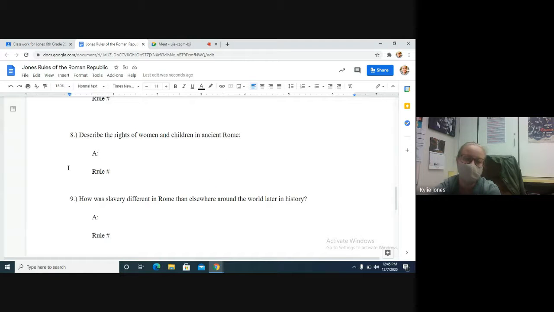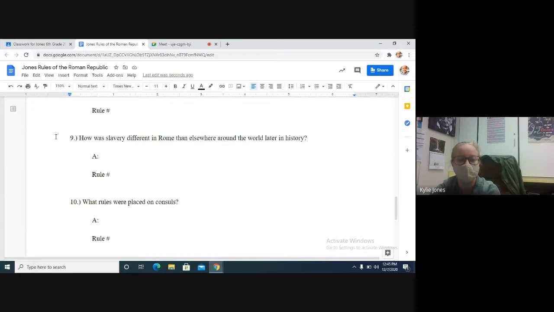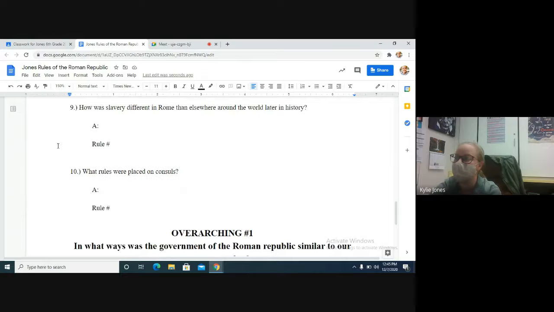Number 8, describe the rights of the women and children in ancient Rome. Not yet. Nope. Number 9, how was slavery different in Rome than elsewhere around the world? Nope. Number 10, what rules were placed on the consuls?